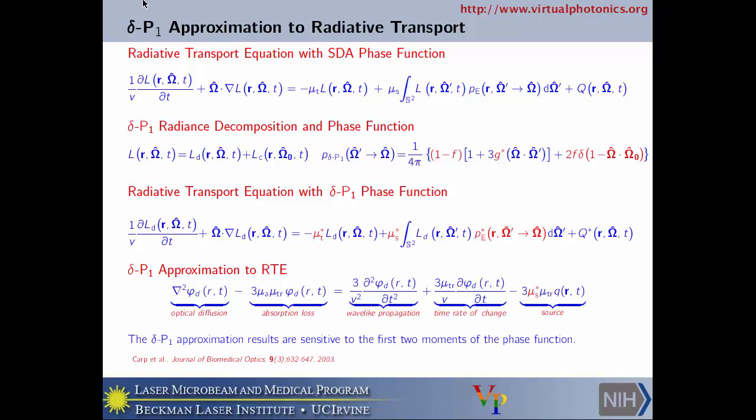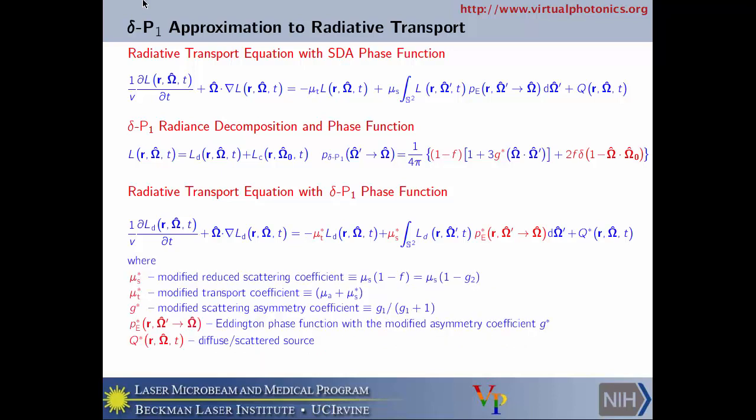And so now you actually have the ability to be sensitive to the moments of the phase function. I guess I should just emphasize that the fraction of light that is retained in the collimated direction ends up being the second moment of the phase function. So this f ends up being identical to the second moment of the phase function, and this g star is related to the first moment.